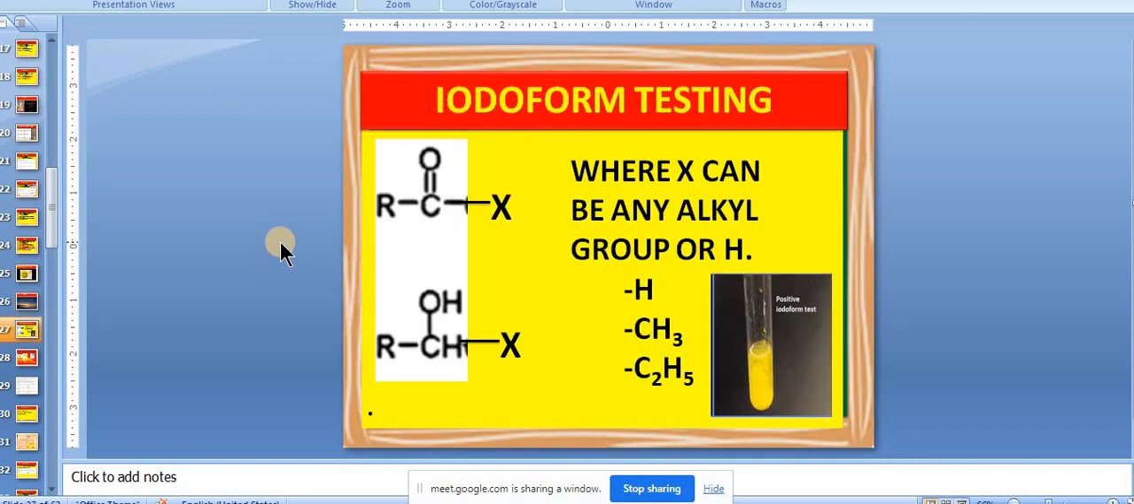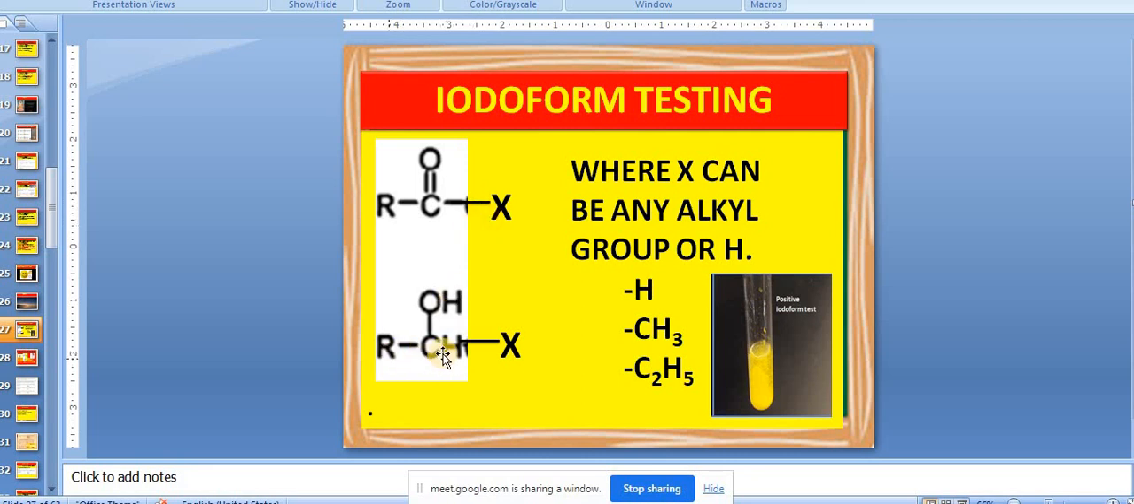So the next part is the iodoform test. Very, very important, very, very easy. You will be more happy once you go through the iodoform test. So now, what is the group? You need to understand that R, C double bond O and X. This grouping, if it is there in the organic compound, will show the iodoform test positively.